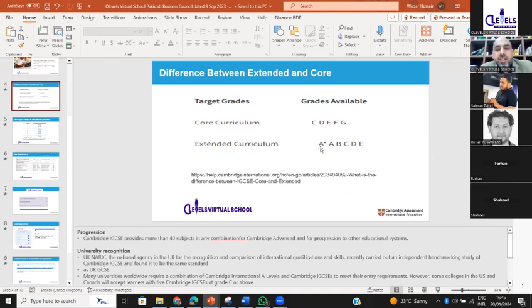Sorry, yes, extended is up to E. But the core course has up to G, right? Yes. But if he gets in the extended course below E, his grading is ungraded. There will be no marks. So you have to appear again.